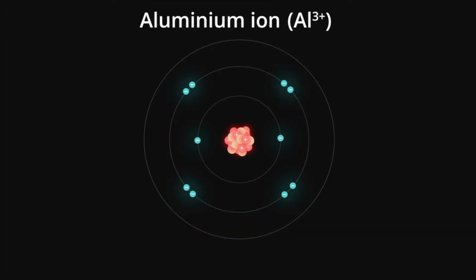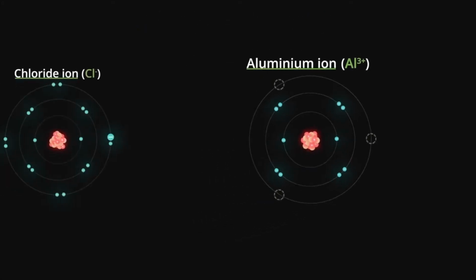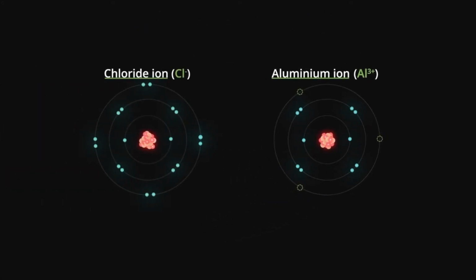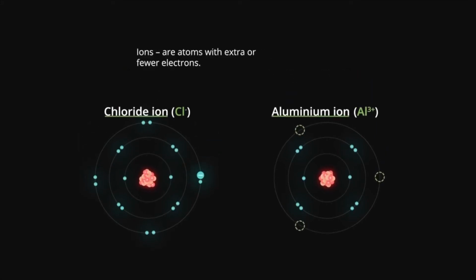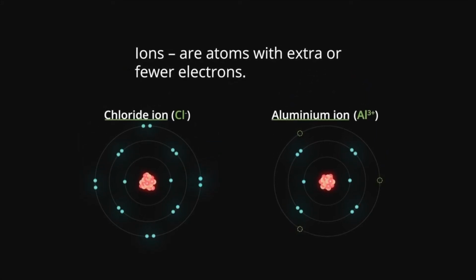When an atom loses electrons, as metal atoms do, it becomes a positively charged ion. The aluminium atom loses 3 electrons, so its charge becomes plus 3. We write it like this, Al3+. Atoms that form positive ions don't change their names, so this is simply called an aluminium ion. Many of the elements around us usually exist in their ionic form, and ions are just like atoms, only with extra or fewer electrons.